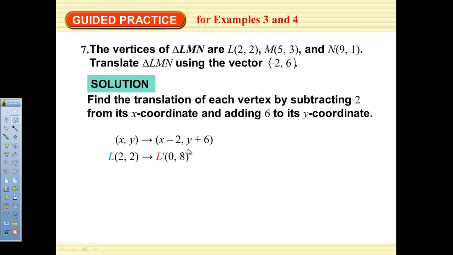So again, that's converting it. We get (0, 8), (3, 9), and (7, 7). And that's it. We're done.